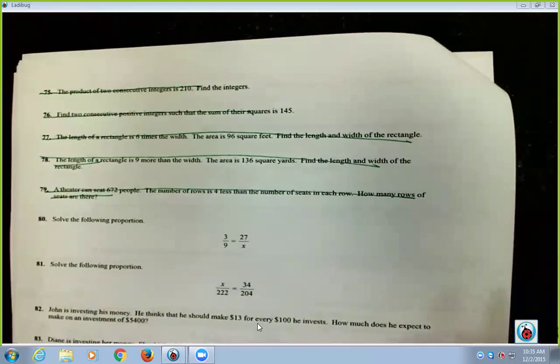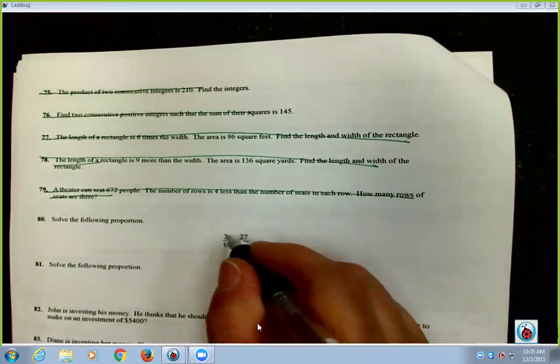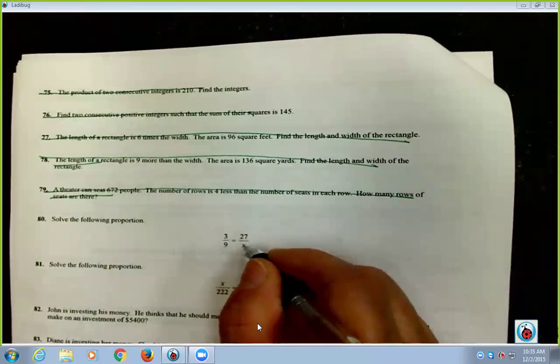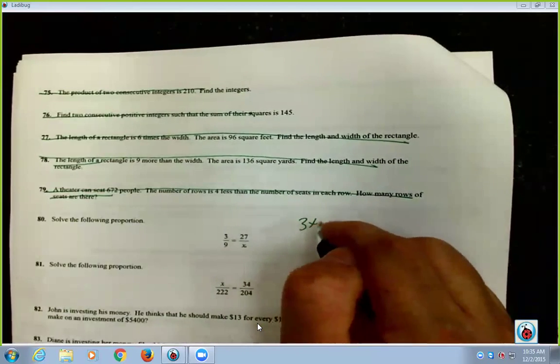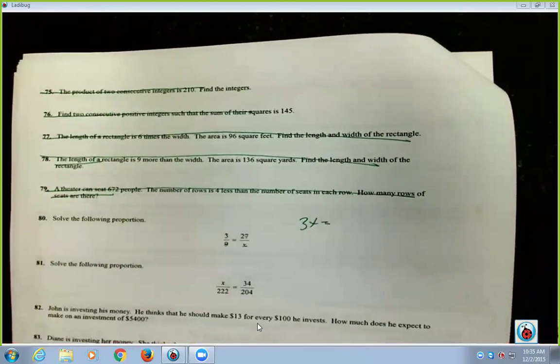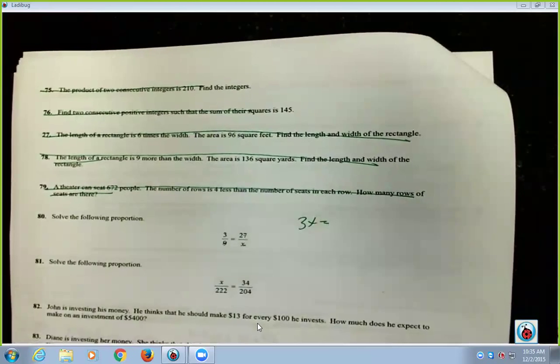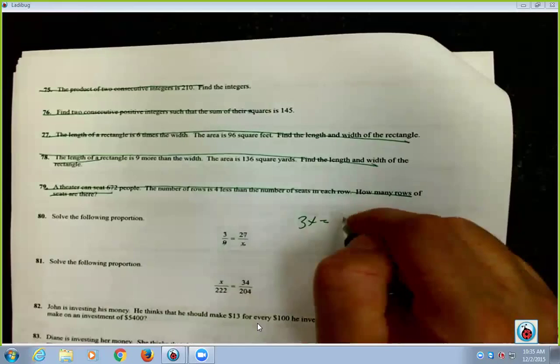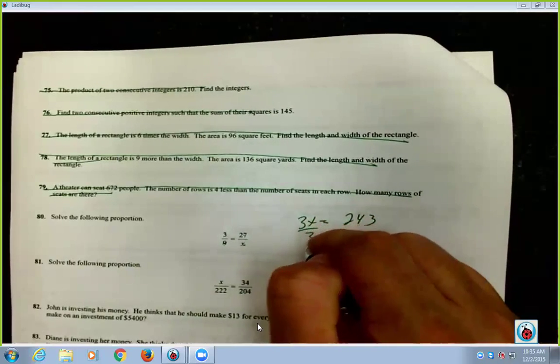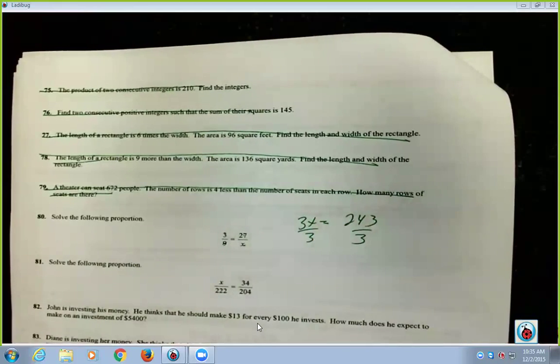So how do I solve this proportion? I solve it by taking 3 times x is 3x, 9 times 27, and I get 243. Divide by 3, and I find out that x is equal to 81.